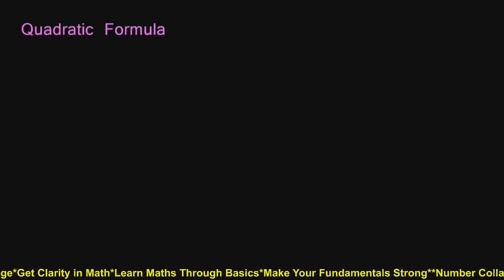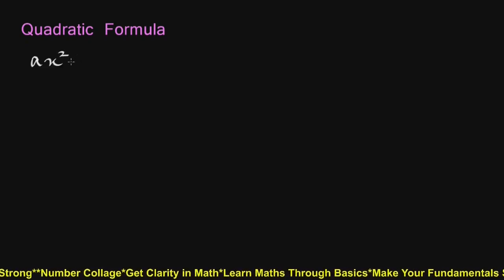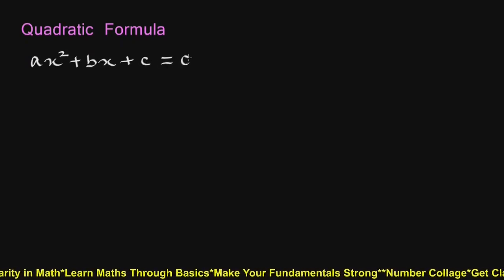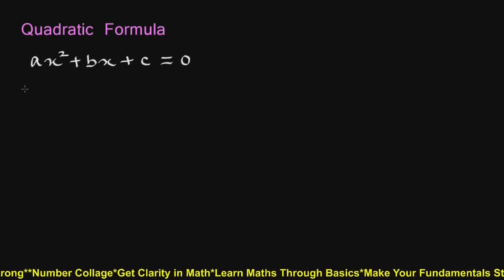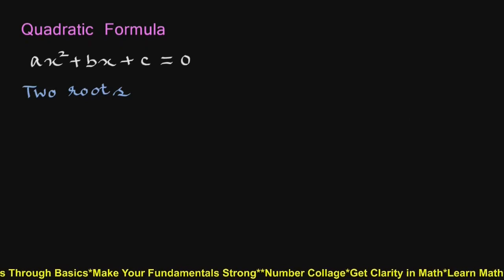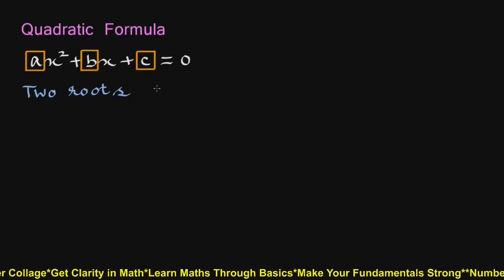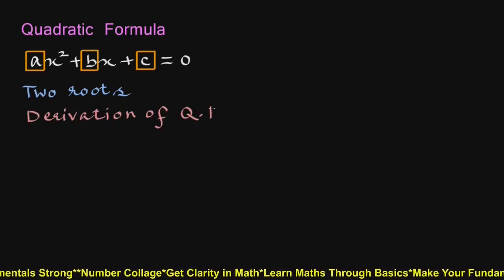For a standard quadratic equation ax square plus bx plus c equals 0, we have the quadratic formula, which gives directly the two roots of this quadratic equation from the values of a, b and c. So let us write the derivation of the quadratic formula, QF.